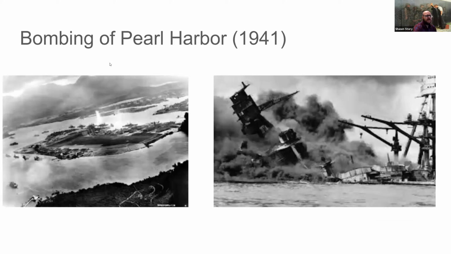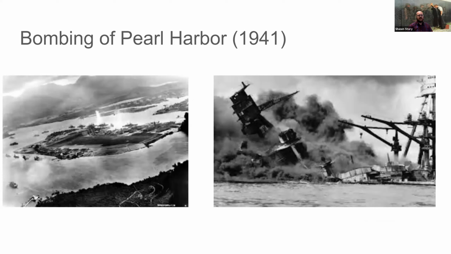Here are images of the bombing of Pearl Harbor. Pearl Harbor was a port city in Hawaii. It was a big naval port with a lot of the Pacific Fleet being stationed in this natural port. And the United States really thought that their ships were really well protected.